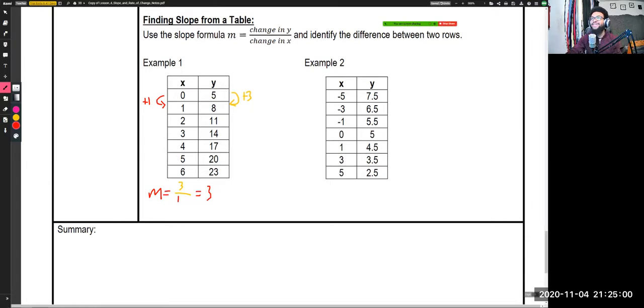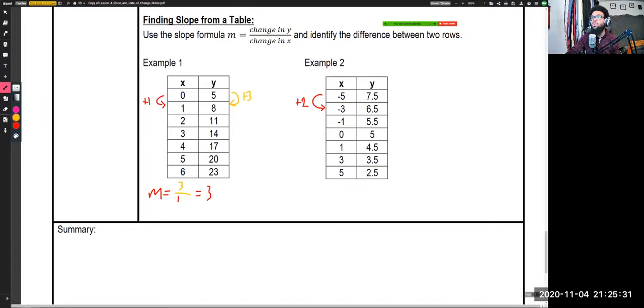Now let's look at another one. Example 2 looks a little funky because we see some decimals and it's like, I don't know what to do with decimals, but I promise you, stick with it. It's not going to be too bad. So let's look at our x values from -5 to -3. The change there, it looks like it's increasing by 2. But to check it, let's go to another value. If we go from 3 to 5, that's also going up by 2. Okay, so we know that that works for our run, for our x.